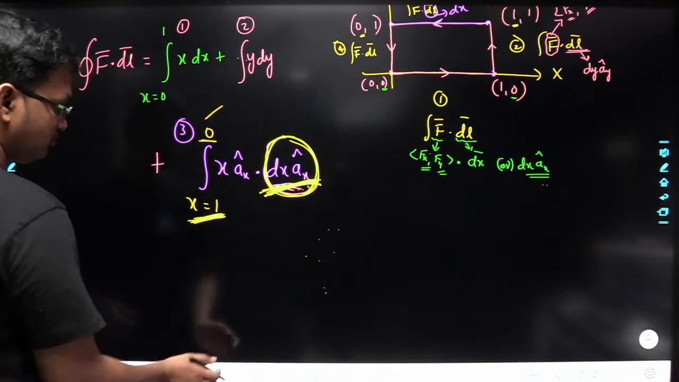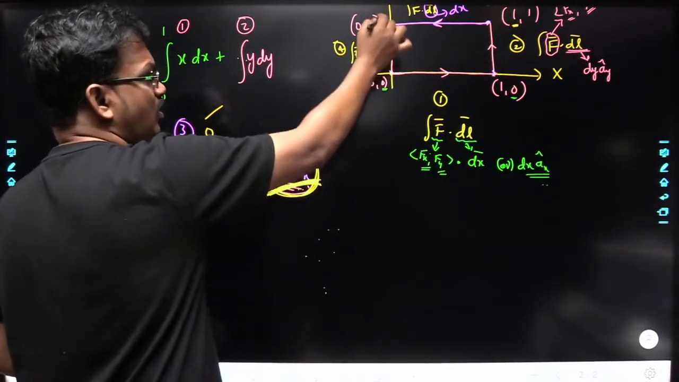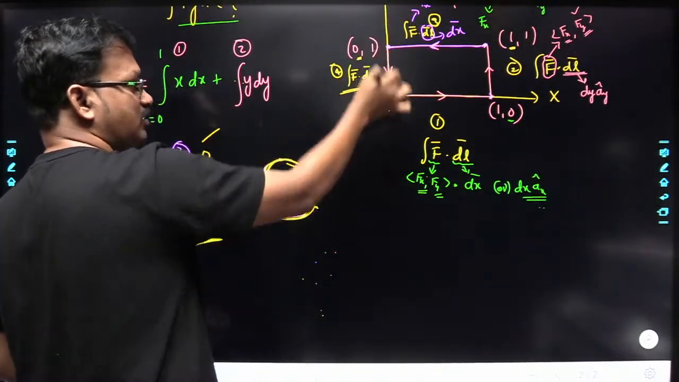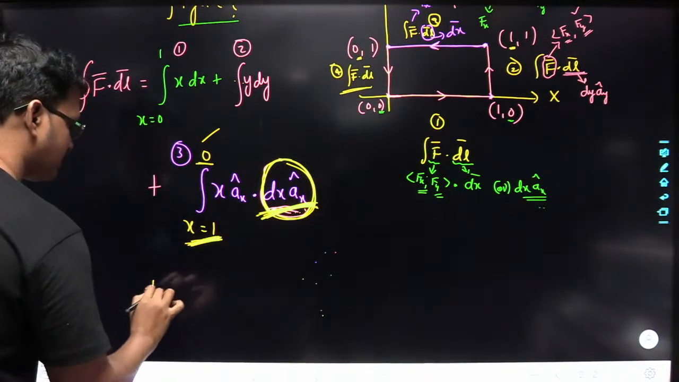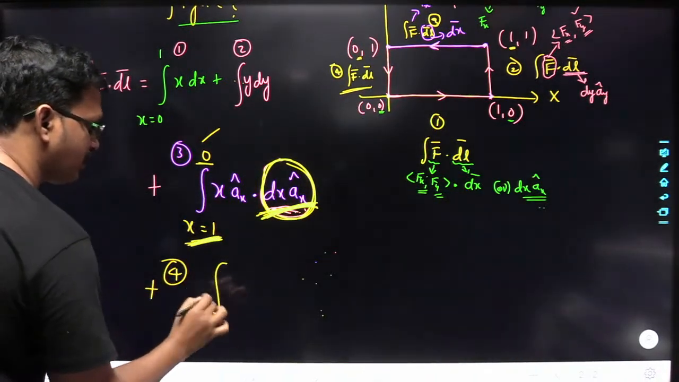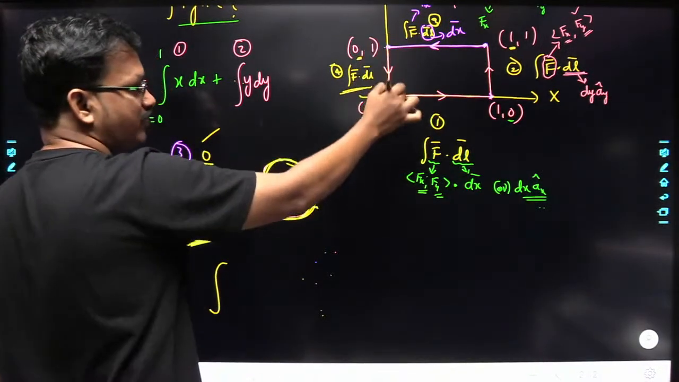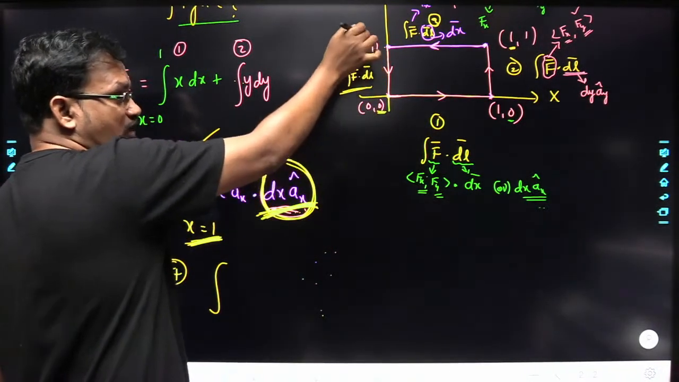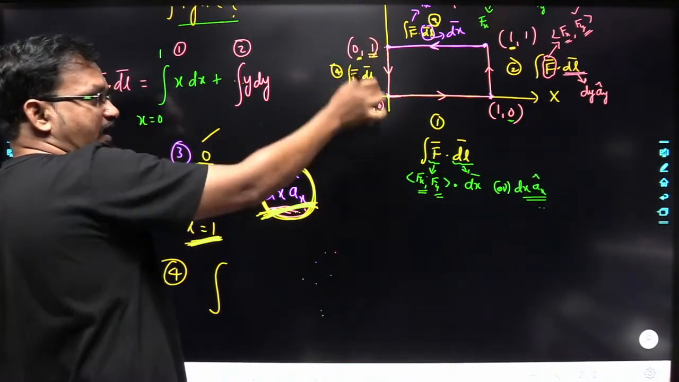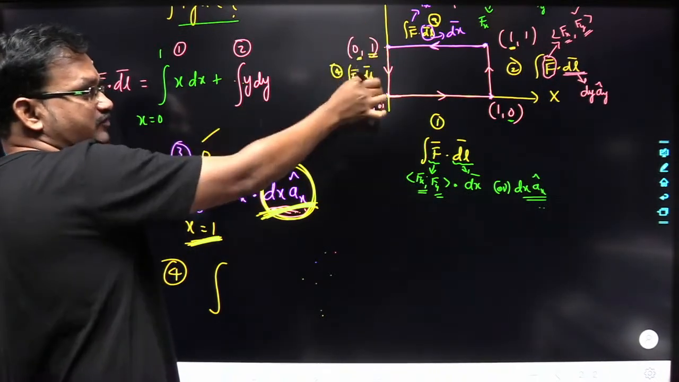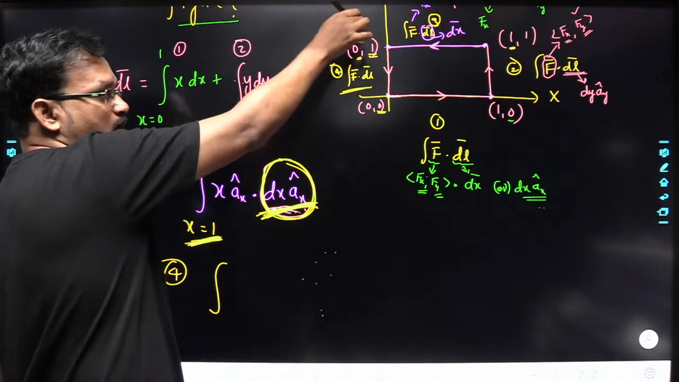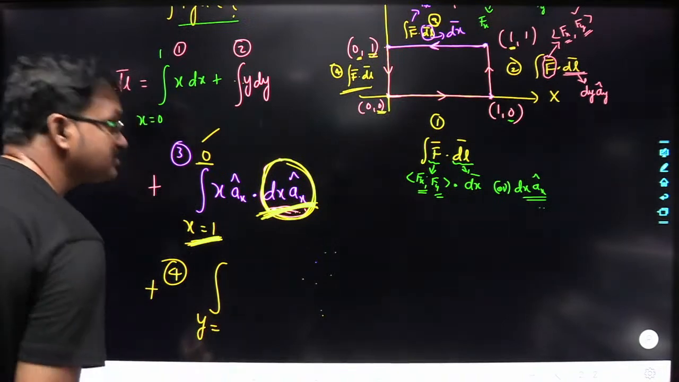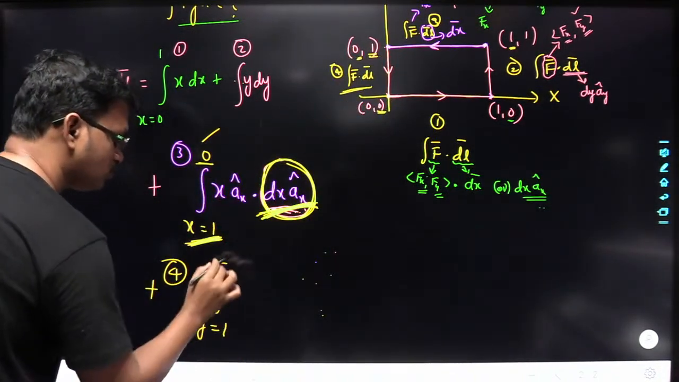Now take the integration of f bar dot dl along this length, that is along the negative y direction. So then what you are going to get, that is the fourth one. You are moving along the y direction from 1 to 0. Whenever you represent 1 to 0, it takes care of the direction. That means you are moving in the negative y direction. Yes or no? So here y is varying from 1 to 0, right?